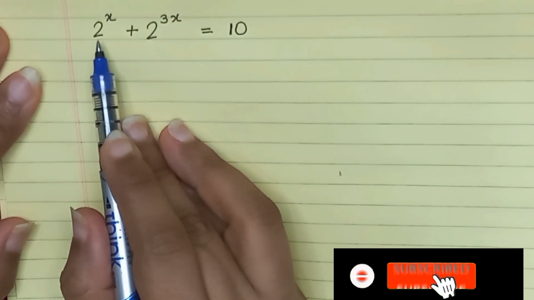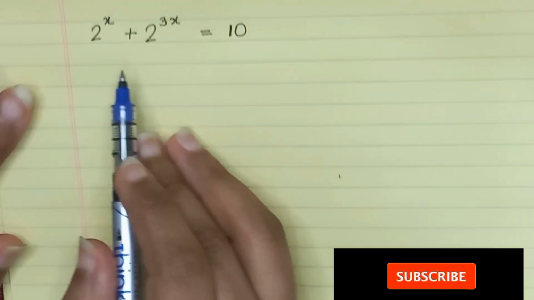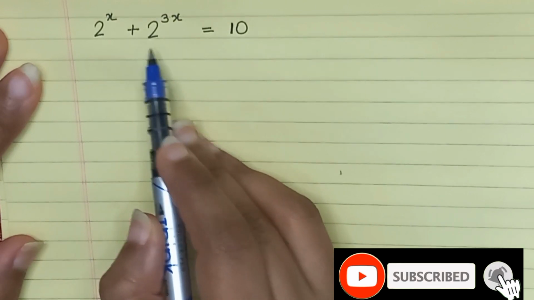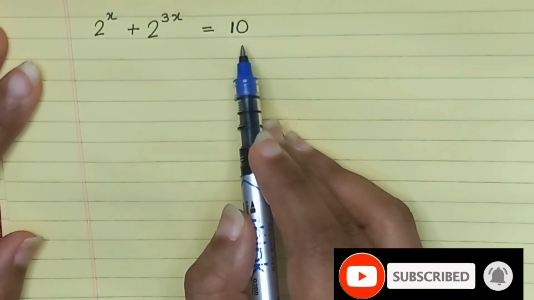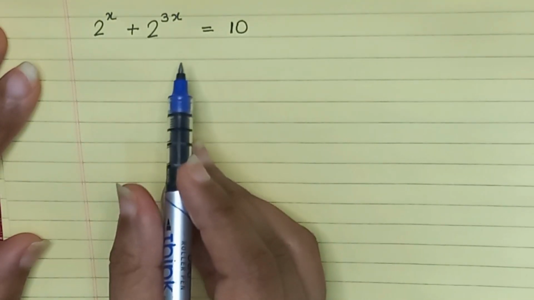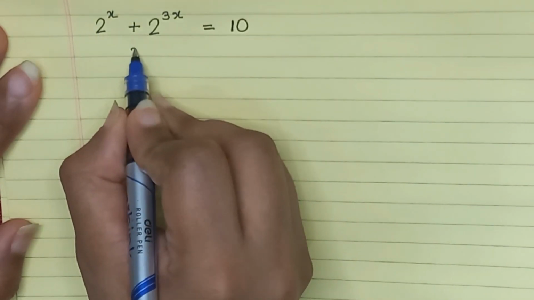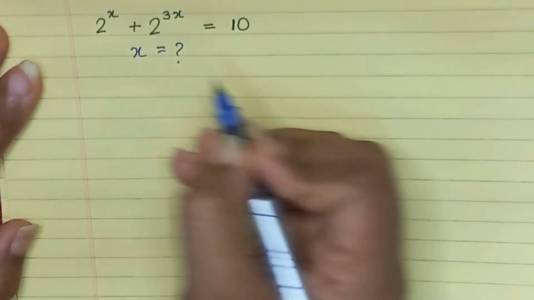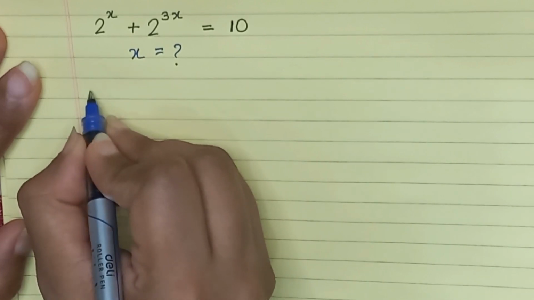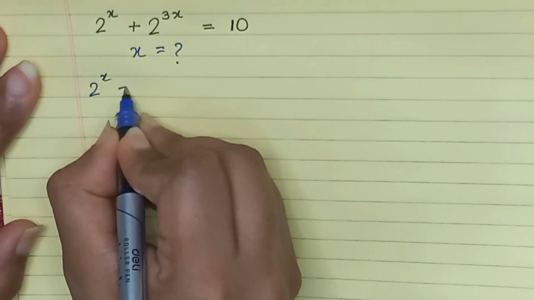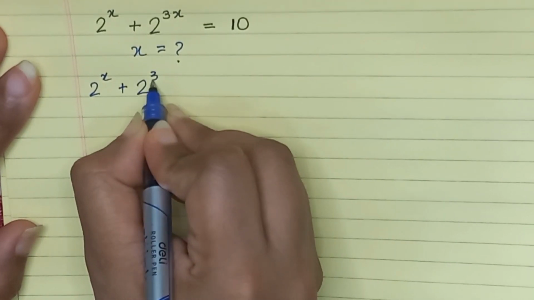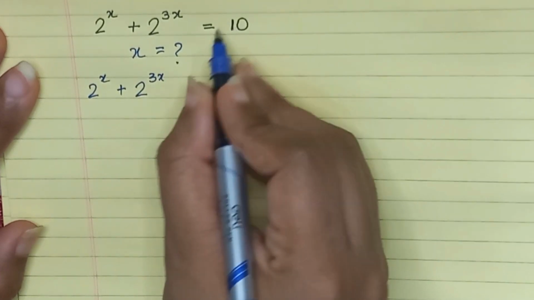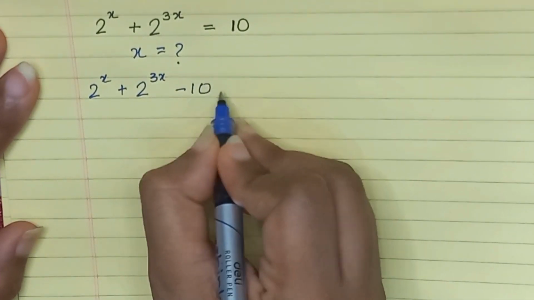Hello friends, today we have a question: 2 raised to the power x plus 2 raised to the power 3x is equal to 10. Here we have an exponential equation and we have to find the value of x. So the given equation is 2^x + 2^(3x). We can write it as minus 10 equal to 0.